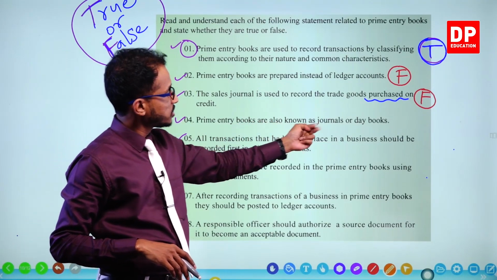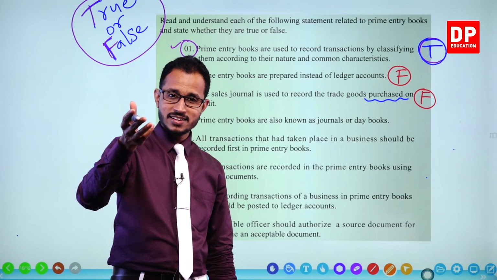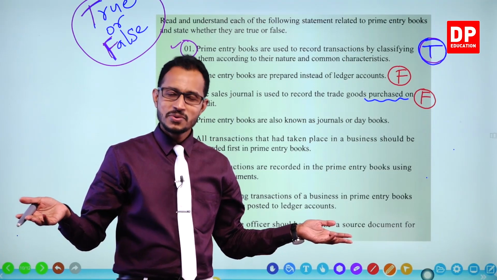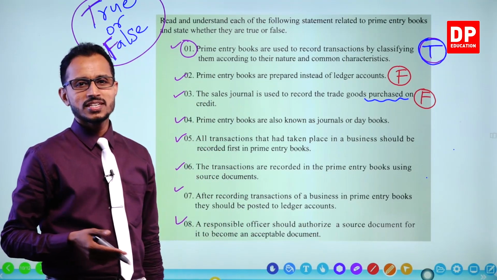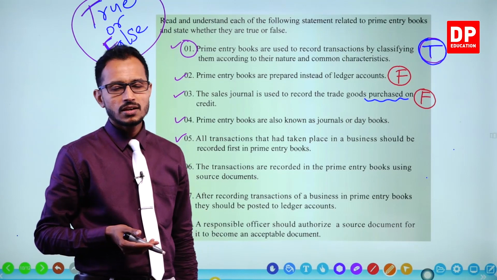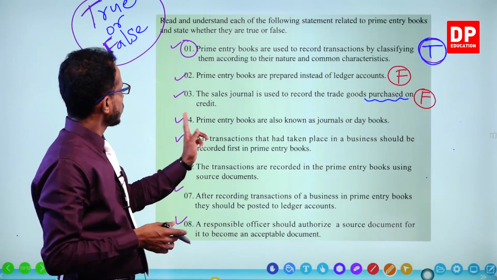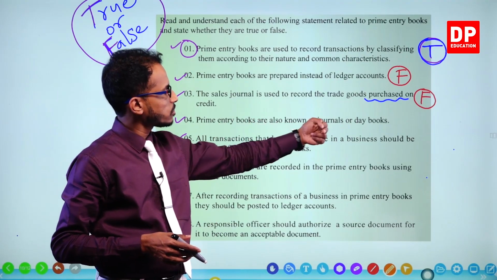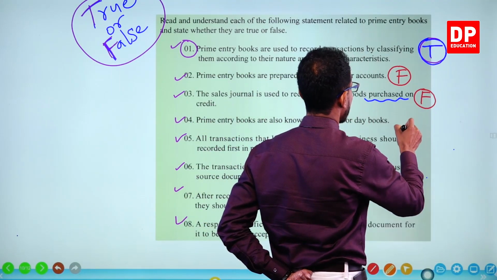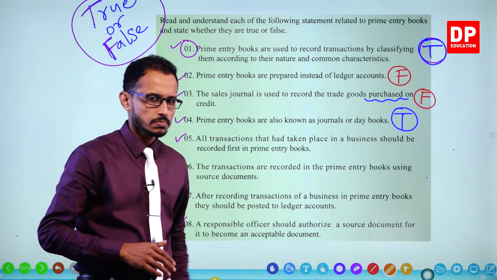Prime entry books are also known as journals or day books. Surprised? Are you surprised? No. We have already taken those names. In our previous session, I have often used those names. Journals, day books. So prime entry books are also known as journals or day books. Yeah, it's true. It's true.